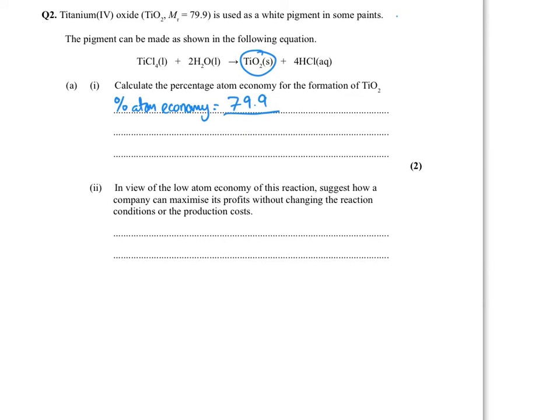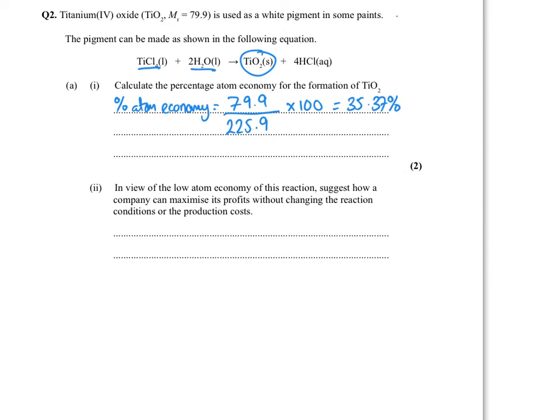We're then going to divide that by the mass of all of the reactants. So we've got 1 lot of titanium chloride and 2 lots of water. If we add those together, we get 225.9. Don't forget it's percentage, so we're timesing it by 100. And that gives us an atom economy of 35.37%.